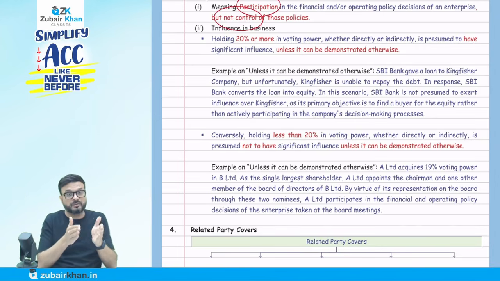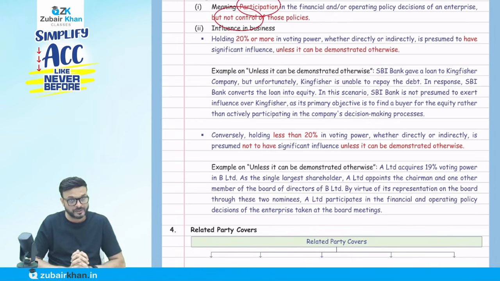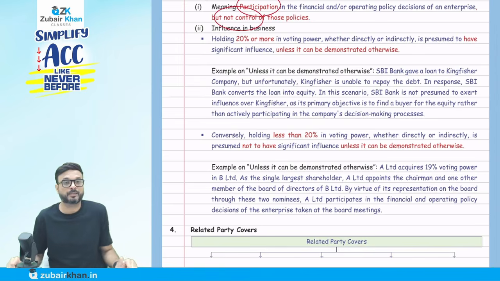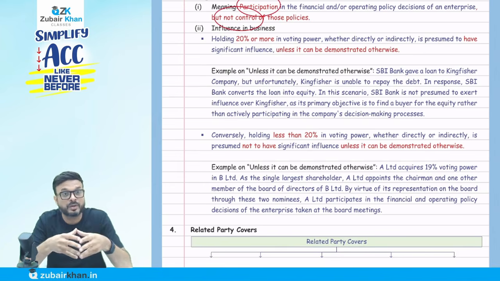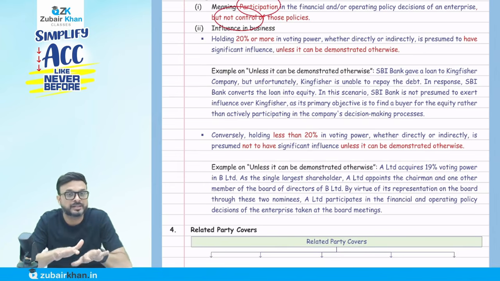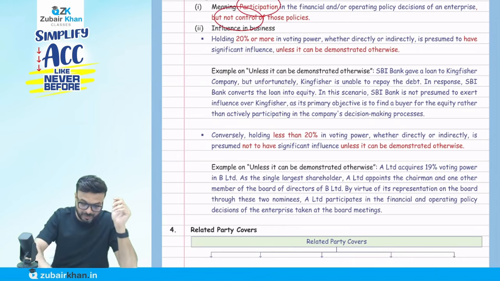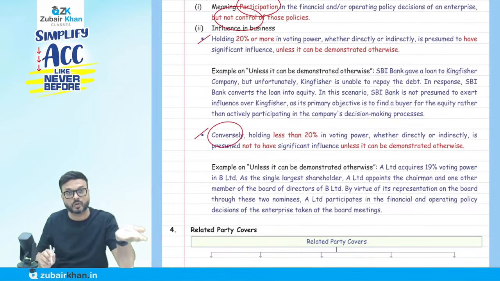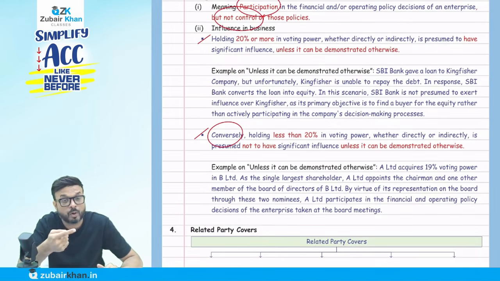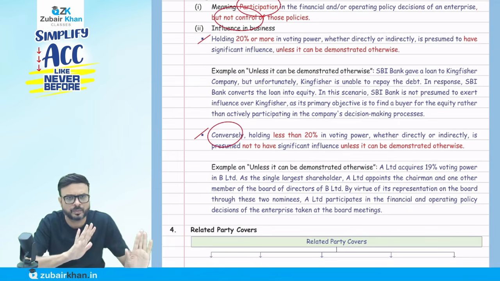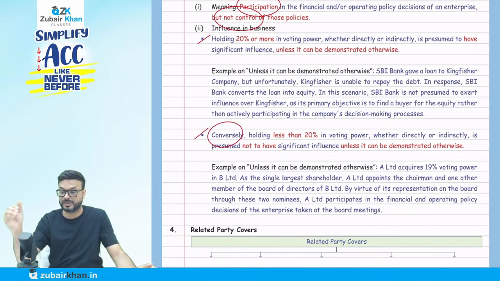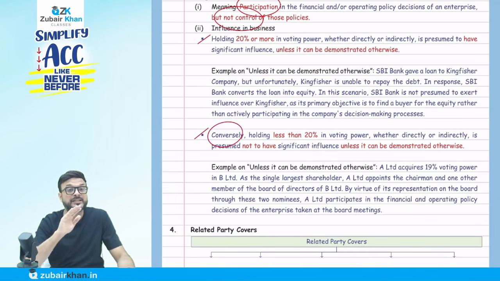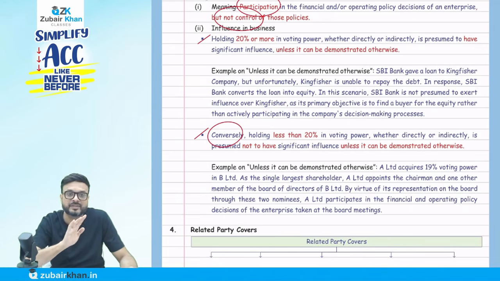So it is generally presumed that if we hold 20% or more, we have a significant influence on them. But it might happen that even when we are holding more than 20%, at certain times there may not be a significant influence. Now I'm coming to the second part, which is the contra. If we hold less than 20%, we generally presume that we don't have a significant influence.